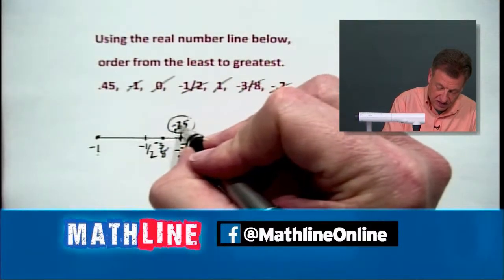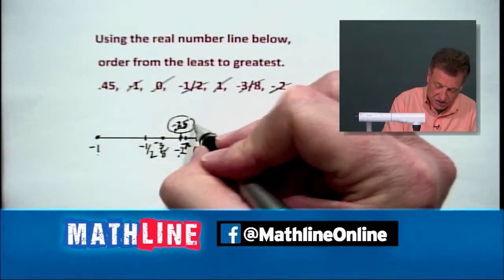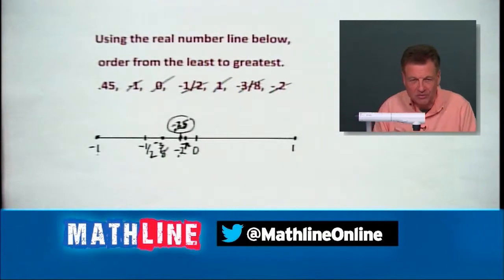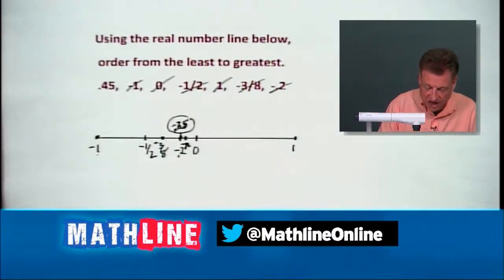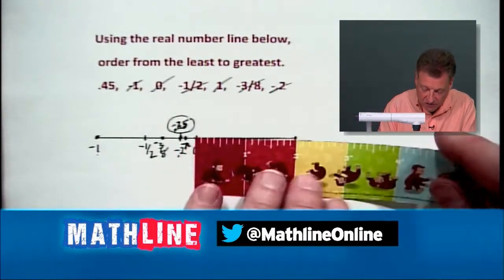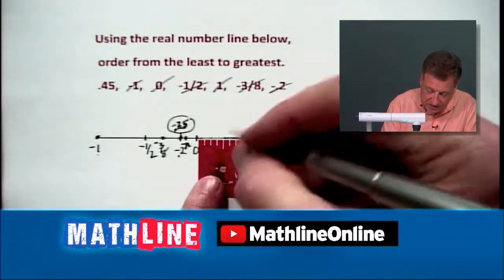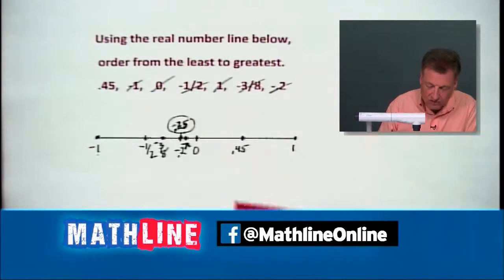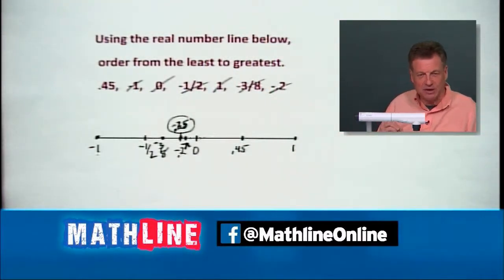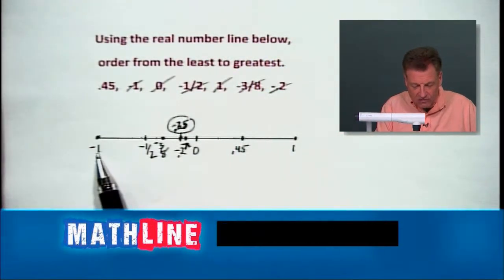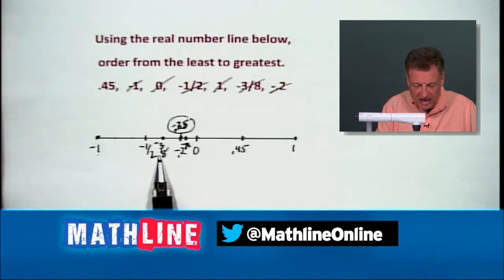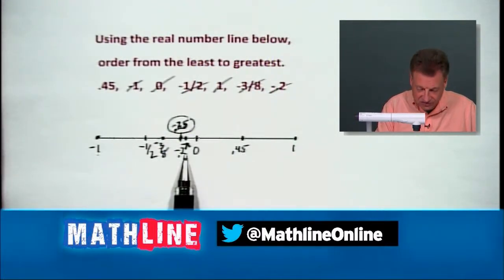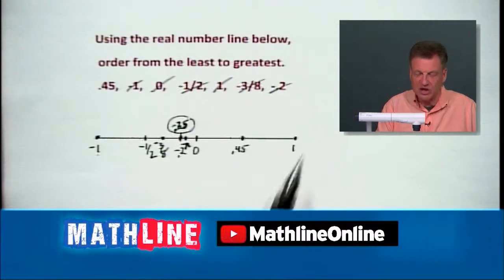Some of you are just tuning in. Things get kind of smudgy, don't they, when you're trying to jam it all together. On the other side, I have 45 hundredths, which is almost halfway over. Not quite. So we'll put it about right there. And then 1, of course, is our greatest. The whole idea was trying to get them in order. We do have that. -1, -1/2, there's -3/8, -2/10, then comes 0, and finally go to your positive values.